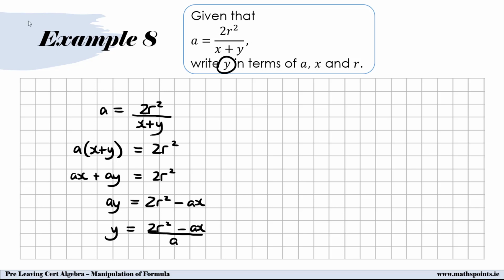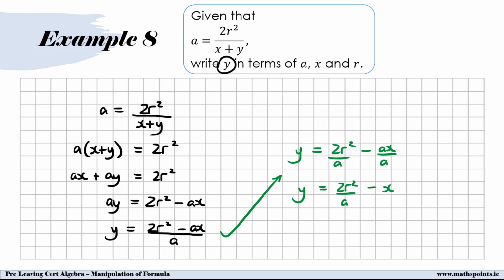So just be aware that you might see solutions sometimes where the fraction has been split. So if we were to split the fraction, I can see that we'd have 2r squared over a minus ax over a. So to simplify this further, we could say y is equal to 2r squared over a, and then we can see that there's an a above and below in the fraction here, so we can cancel those just to leave us with an x.